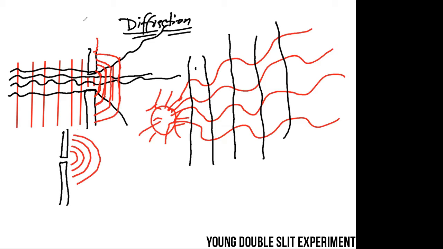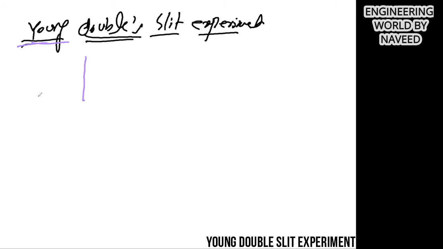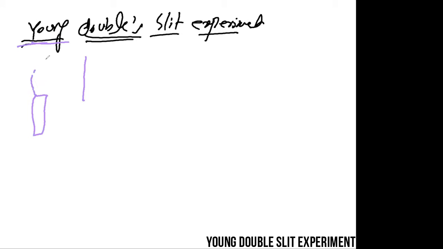Okay, now let's come toward the experiment, and that is Mr. Young's Double Slit Experiment. Okay, double slit. I will use double slits. Young was a physician. He used simple light. Let's say we are using a candle. So a candle has lots of other lights.